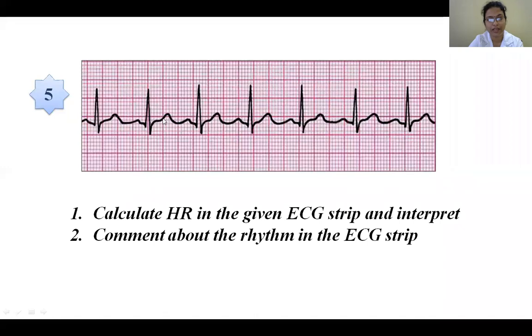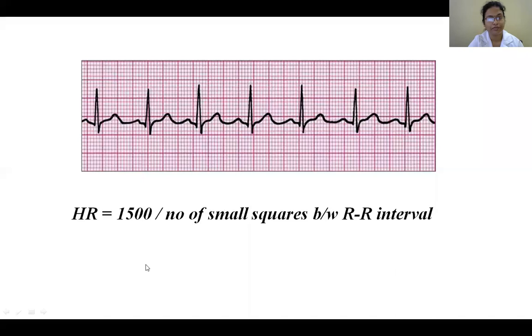Now calculate again the heart rate in this ECG strip and interpret, and also comment about the rhythm in this ECG strip. So here again, as the waves are not exactly corresponding against the thick lines, we have to choose the formula of 1500. So again, 1500 divided by the number of small squares between the RR interval. So what is the heart rate?